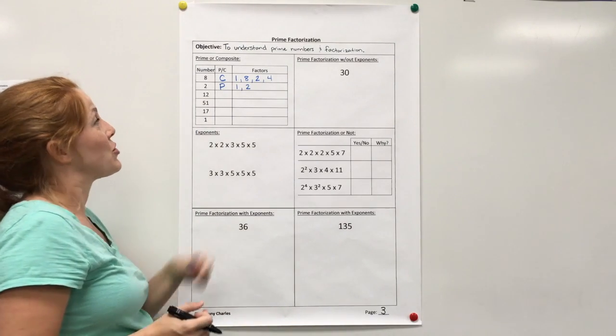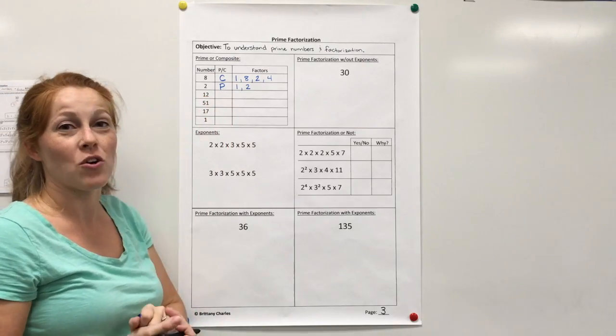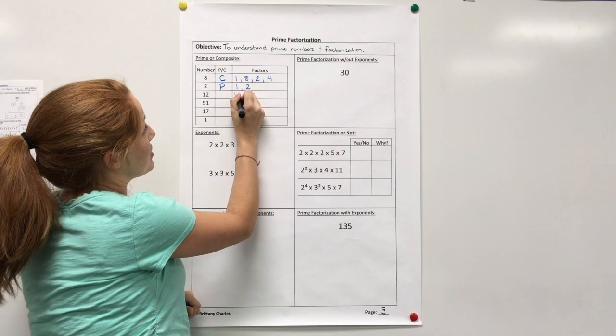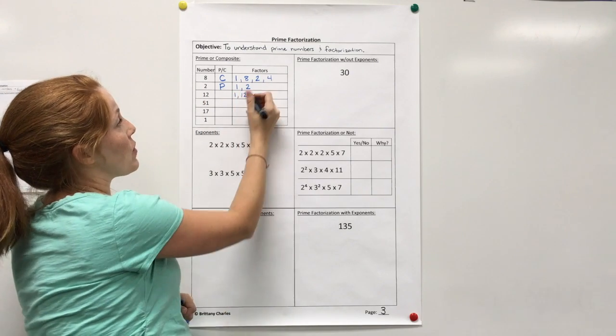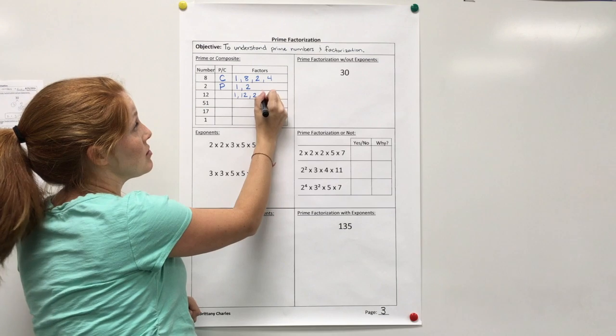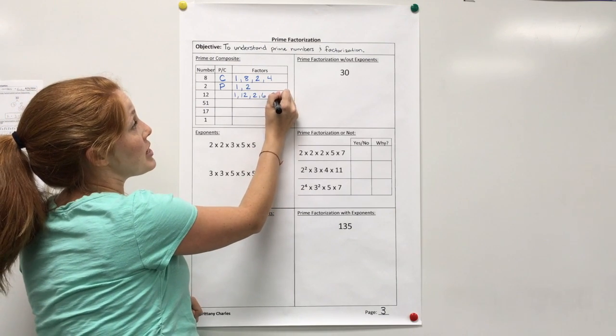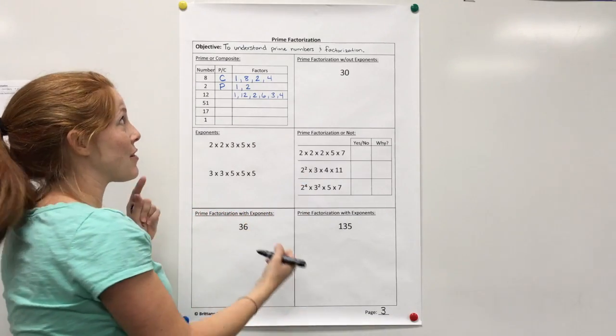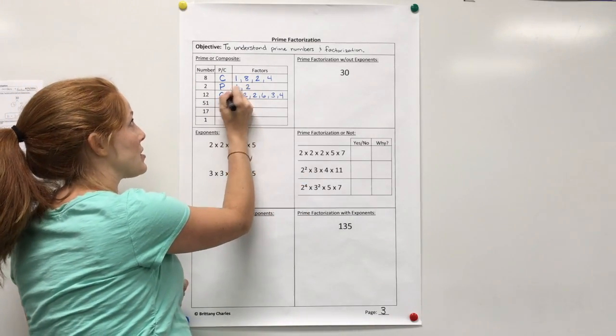All right, so now we're going to fill in the rest of these. Hopefully you've already done it. So first, 12. Well, I know I can do 1 times 12. I know I can do 2 times 6. And I can also do 3 times 4. That has a lot of factors, so it is definitely not prime, it is composite.